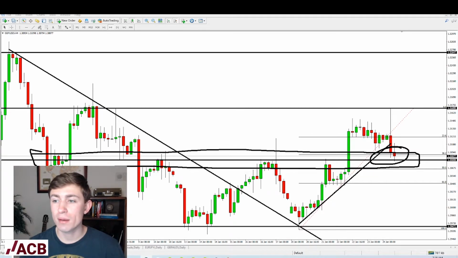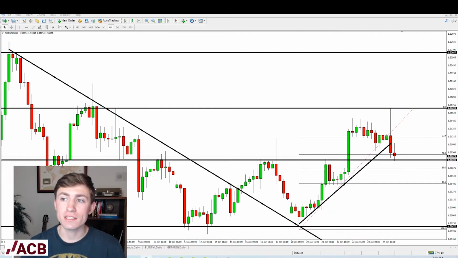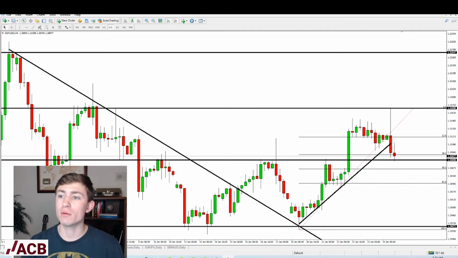We did just come up and tag this level of resistance, so we'll see if price wants to start shooting back up to the upside. And if so, can we get the breakout to continue maybe up to a level like this one, which is 1.3265, let's say. We'll see what we get there on GBPUSD going forward.